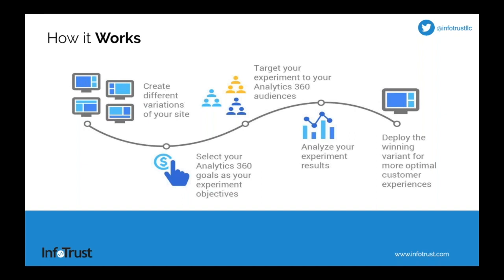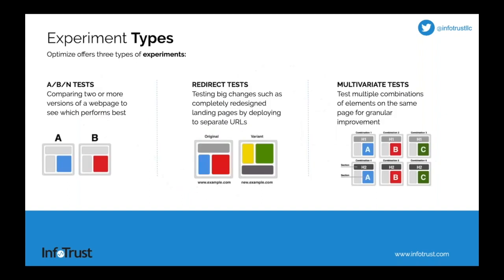Analyze your experiment results and deploy the winning variant for more optimal customer experiences. We'll go through how all of this would work on Google Optimize. So Optimize offers three types of experiments. The traditional A/B test, which is essentially comparing two or more versions of a web page to see which performs best. Google Optimize also has a redirect test option.